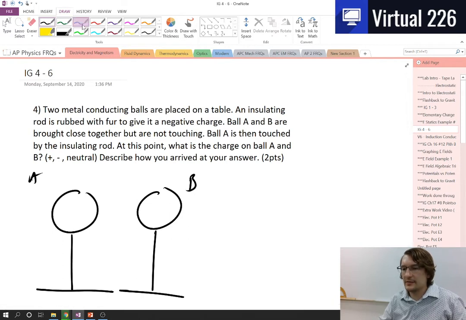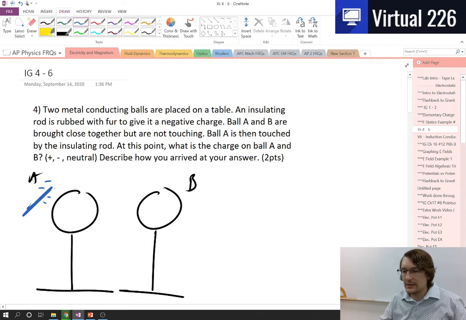We then take an insulated rod, so like a plastic rod, and we give it some negative charge by rubbing it with a fur rod, or with some fur. We then touch ball A, so the left ball here, with the insulating rod. Then, so what is the charge on ball A and ball B? And how did we arrive at our answer?